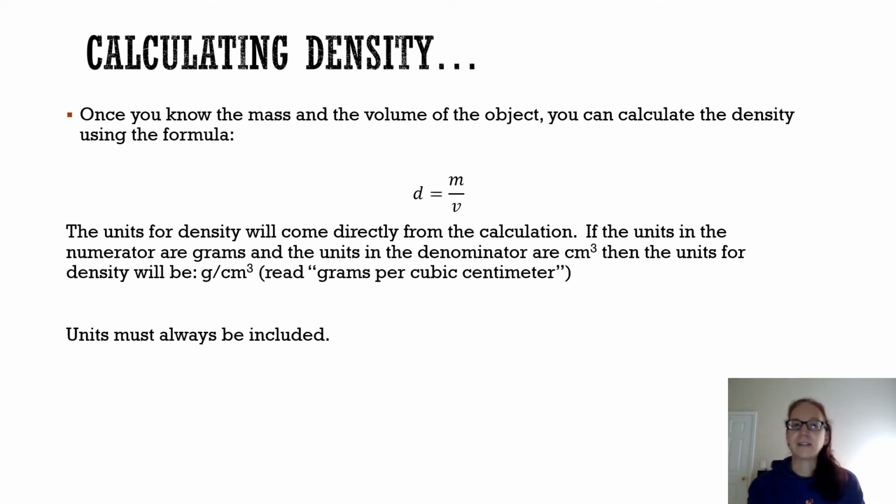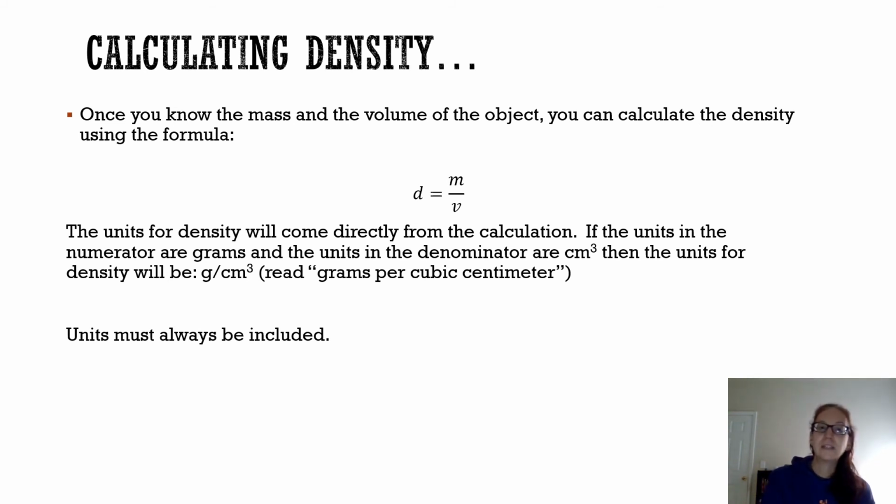Now, to calculate the density, once you know the mass and the volume of the object, you can calculate the density using the formula: density is equal to mass divided by volume. PLTW will throw at you weight density and mass density, and all that means is that for mass density you're using the mass, and for weight density you're using a weight. Don't overthink that.